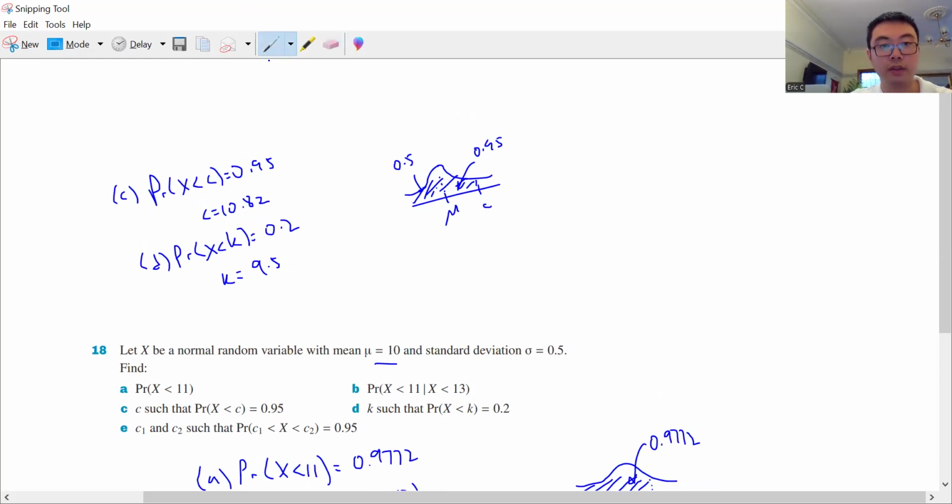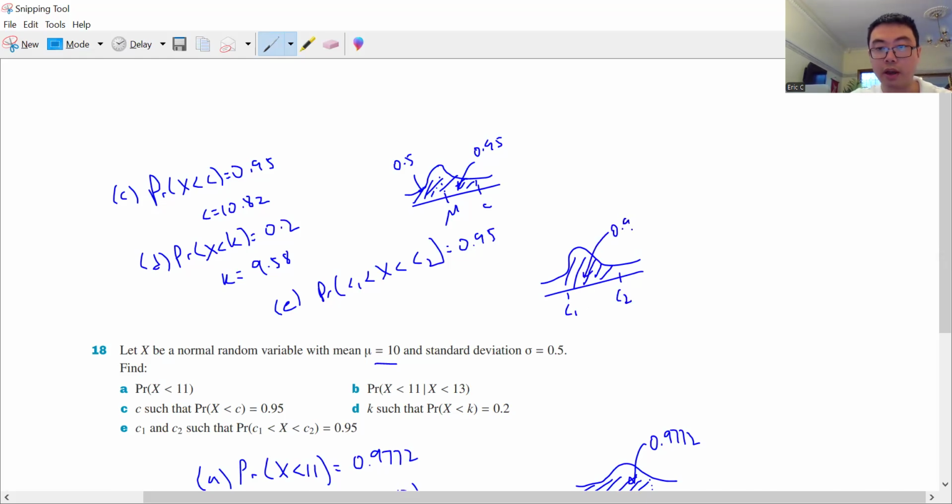9.58 here. Okay, so for part E, find C1 and C2. So the probability of C1 less than X less than C2 is equal to 0.95. Now, what's good about this CAS is you can actually change the tail settings. In this case, because it's going to be symmetrical about the mean, this is C1 here, this is C2 here. The area on the graph is going to be 0.95.